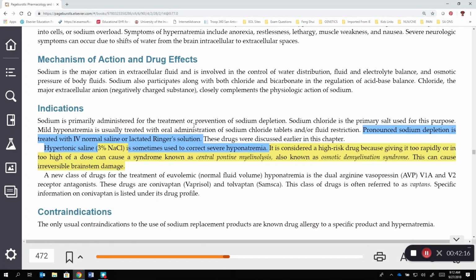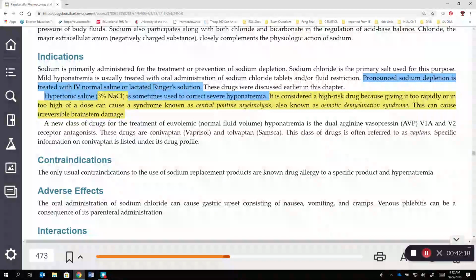And now we come down to, why would we give sodium? It's given to prevent sodium depletion or to treat sodium depletion, just like the potassium. Same indications, but it's sodium instead of potassium. And sodium chloride is the primary salt we use for this purpose. So if someone has mild hyponatremia, we might give them some sodium chloride tablets and put them on a fluid restriction. Why a fluid restriction?